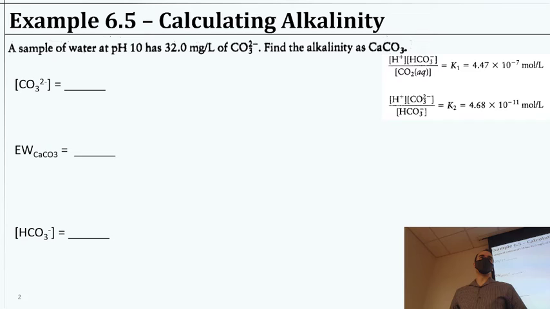It's a very simple problem prompt. It says a sample of water at pH 10 has 32 milligrams per liter of CO3 2 minus. Find the alkalinity as CaCO3. So, quite a simple problem prompt there.